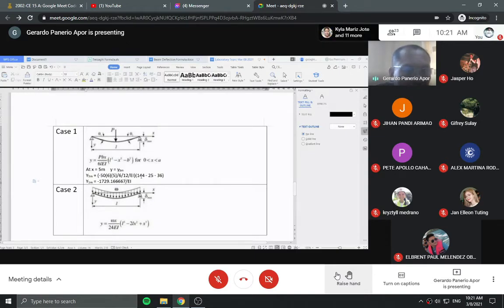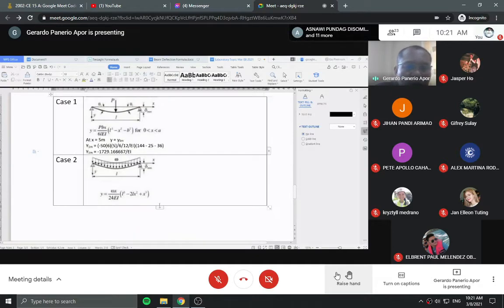Again, you have 144 minus 25 minus 36 times 50 times 30 divided by 6 divided by 12. That's correct, no? Correct. But this one is not the answer because that's only the deflection at 5 meters due to the concentrated load 50. So you need to solve this one.